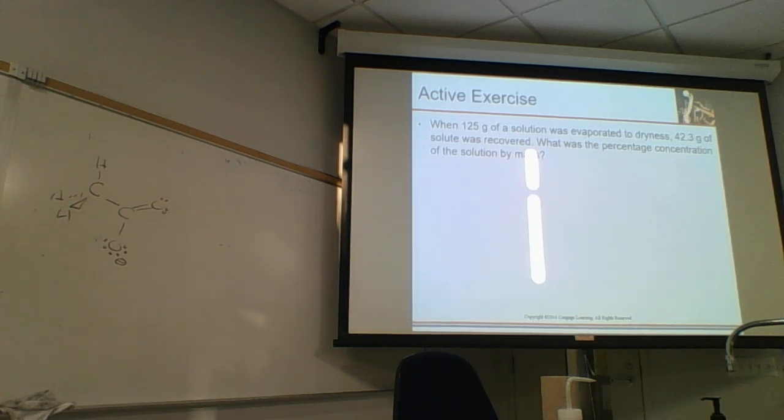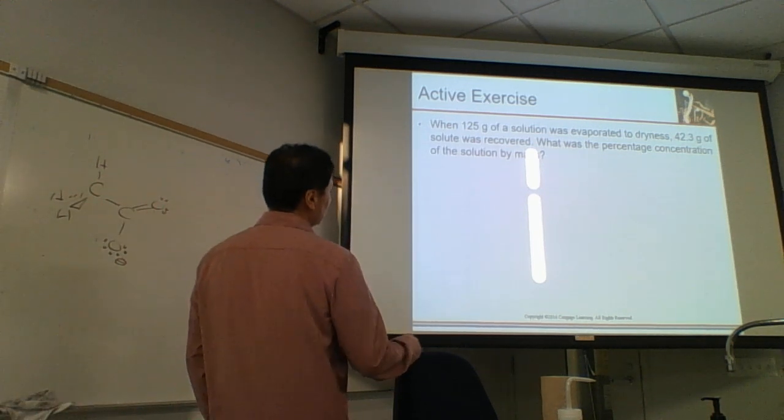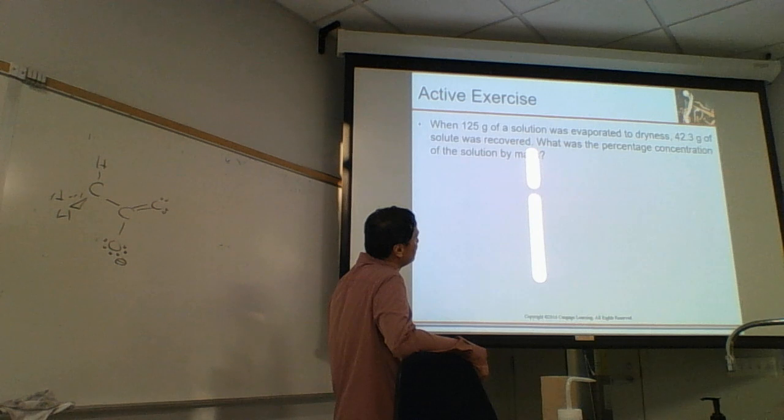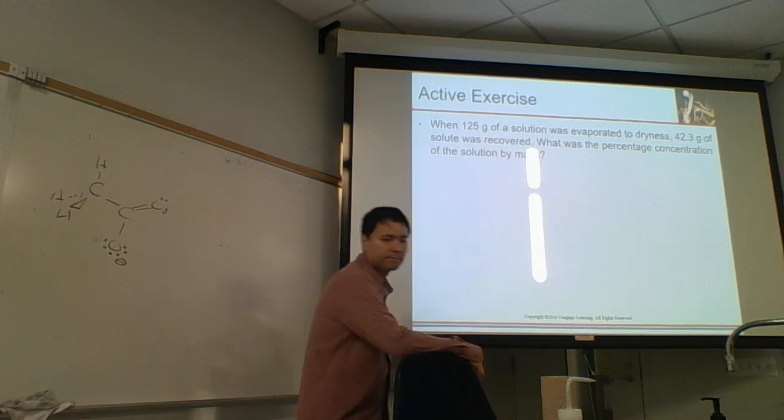All right, so let's do this percent by mass composition problem here. 125 grams of the solution was evaporated to dryness. 42.3 grams of solute was recovered. So this is fairly concentrated. Out of the 125 grams total, 42.3 grams of it was solute. So percentage makes the most sense here. What was the percentage concentration of the solution by mass?